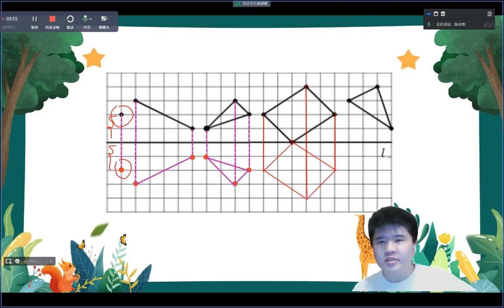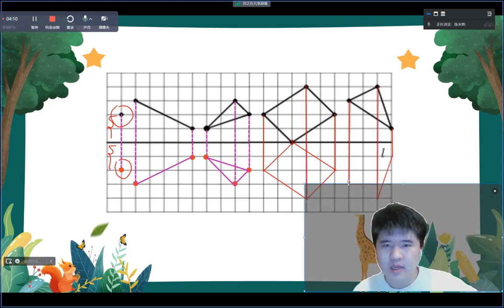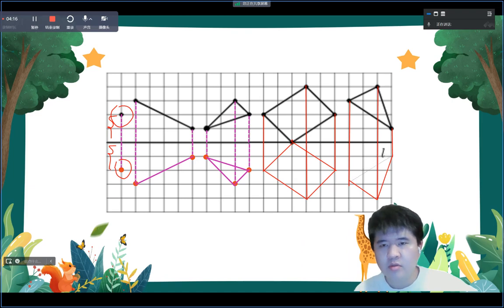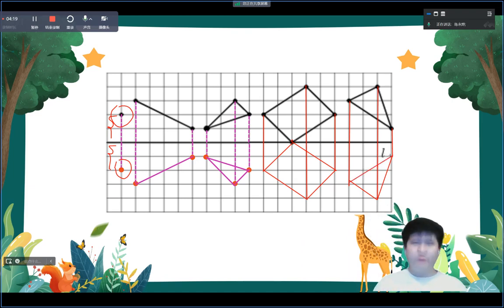And for the last triangle, I believe this part is not difficult for all of you. So we just try to complete it here. And then we'll come to the last one, and now we'll connect these 3 points. And this is how we find the symmetry shape, and why it relates to our second question.